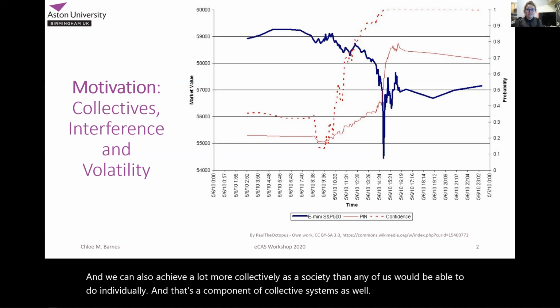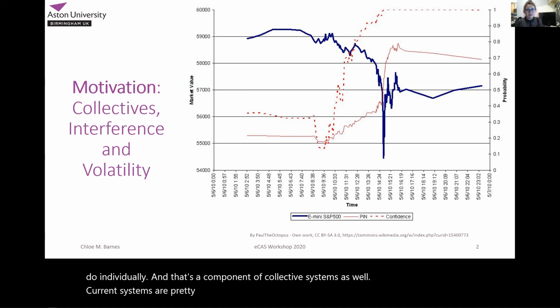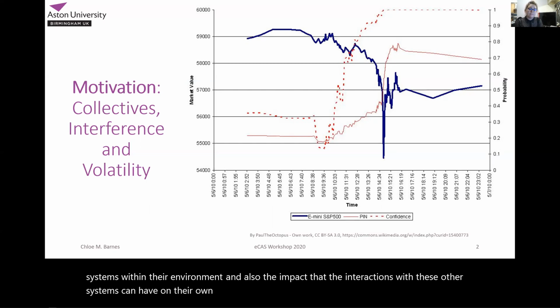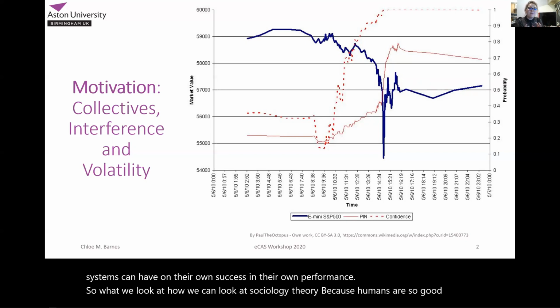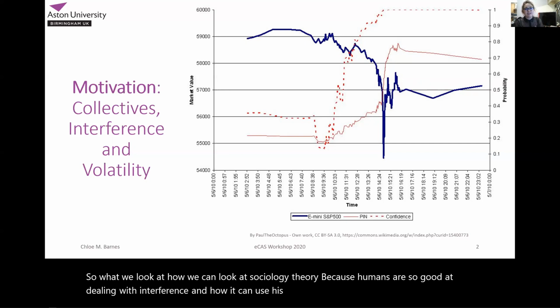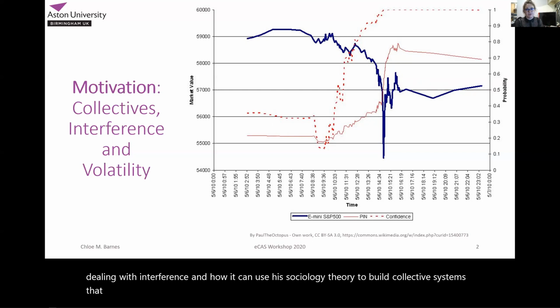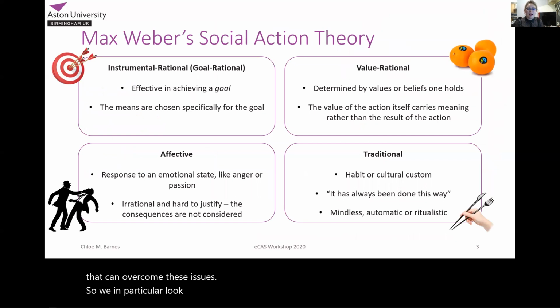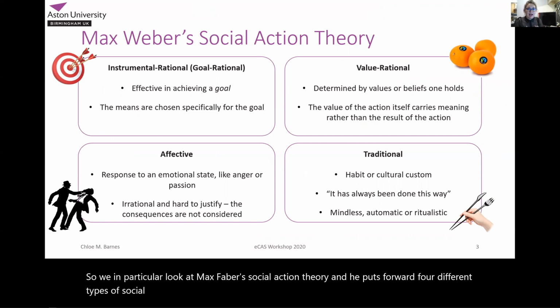And at the moment, current systems are pretty goal-oriented. They're not very good at learning about other systems within their environment, and also the impact that the interactions with these other systems can have on their own success and their own performance. So in our work, we look at how we can look at sociology theory, because humans are so good at dealing with interference, and how we can use this sociology theory to build collective systems that can overcome these issues. So we in particular look at Max Weber's social action theory, and he puts forward 4 different types of social action that govern how we behave and how we act in society.